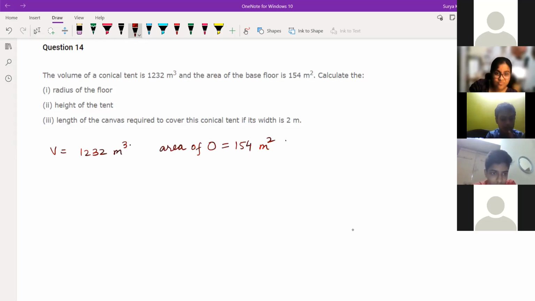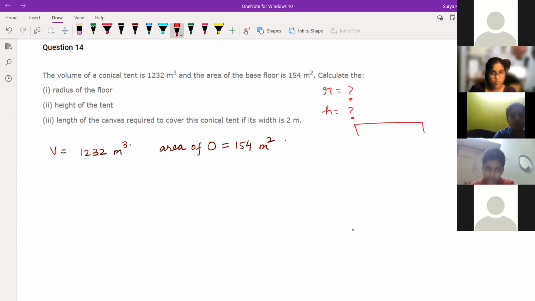Calculate the radius of the floor. What you have to find is right here. Radius we have to find, question mark. Height of the tent, question mark. Length of the canvas used to cover the tent, if its width is 2 meter. So canvas is like a cloth, okay, children? Canvas is like a cloth. Width is 2 meter, given over here. So this length we have to find.